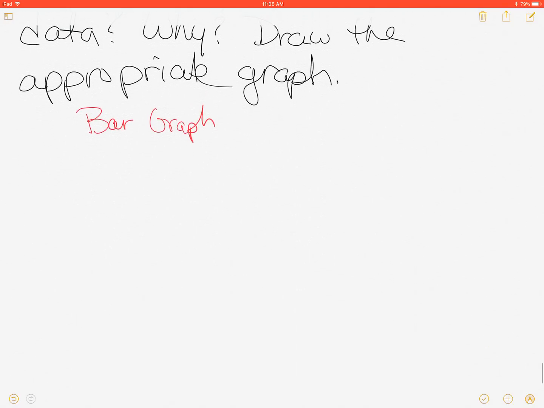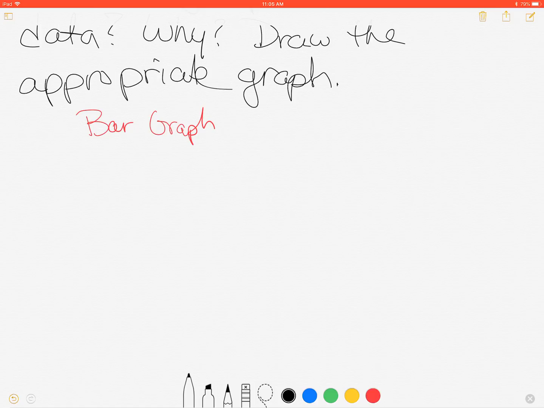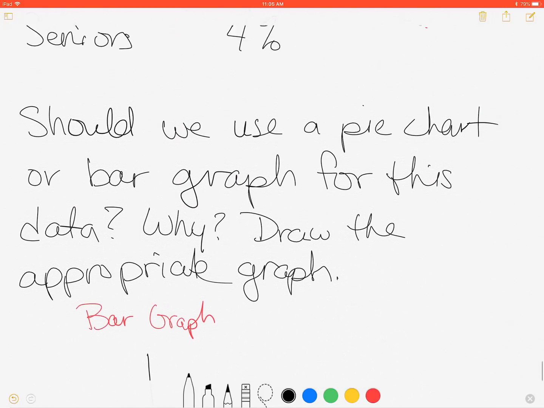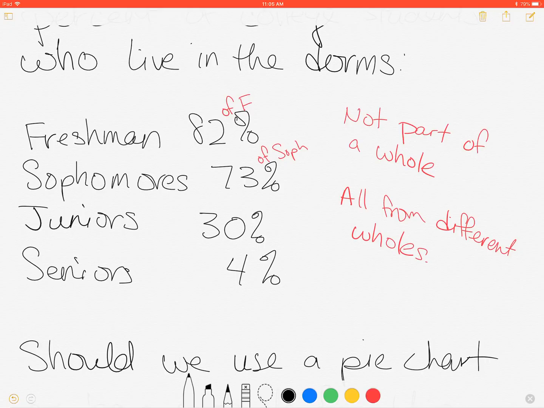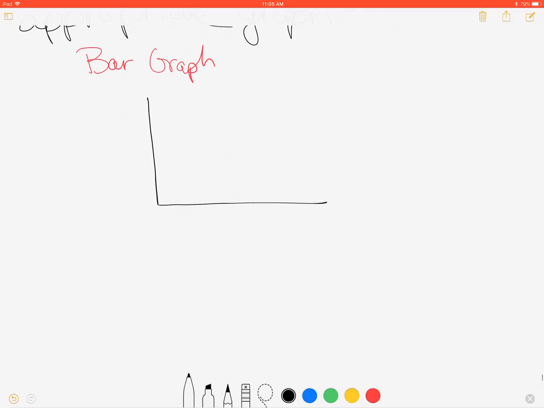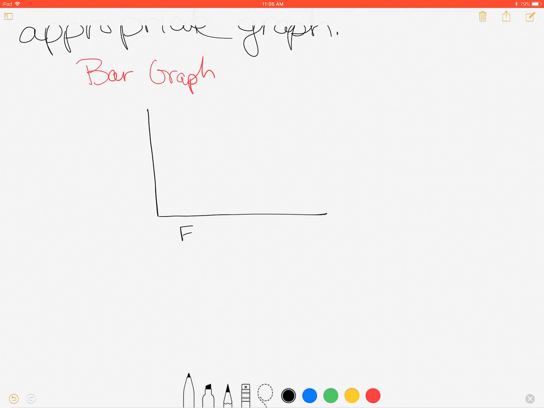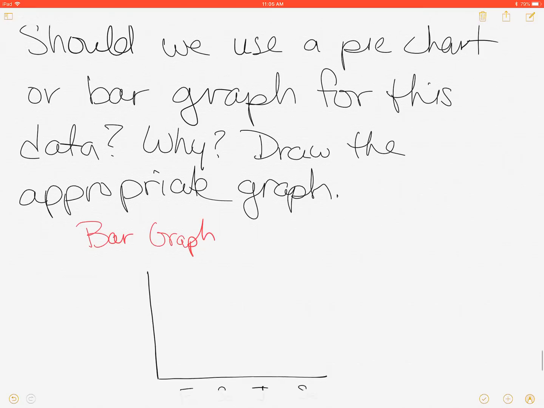And now we want to draw one. I'm going to actually take the time to draw this for you, just to show you how much time we should be spending. So we make our axes, and I have 4 groups. They are coincidentally given to me in order from largest to smallest already. So freshman, sophomore, junior, senior. I'm going to call it F, SO for sophomore, J for junior, SE for senior.